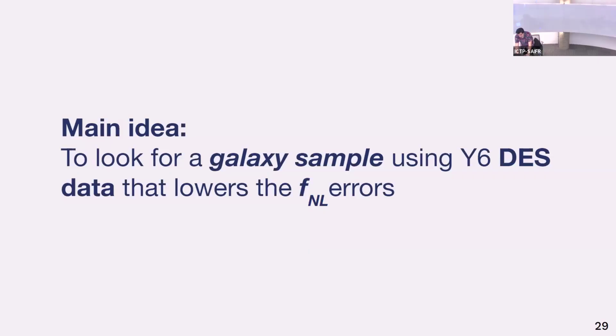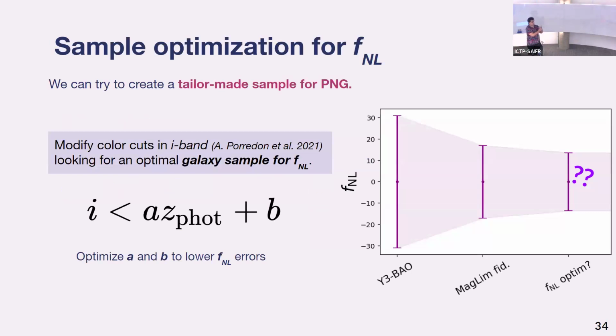This will be the last part of my talk, where the main idea is to look for a galaxy sample, using the latest data of the DES, that lowers these errors in the FNL. As I mentioned before, one property of the Dark Energy Survey is that you have a selection of galaxies, and you can select different samples depending on the amplitude of the galaxies in different colors. We will use this particular color selection, known as the Maglim selection, which selects all the galaxies that have an amplitude in the i band. This is one of the filters that we use to measure these galaxies. So we will select all the galaxies within this threshold.